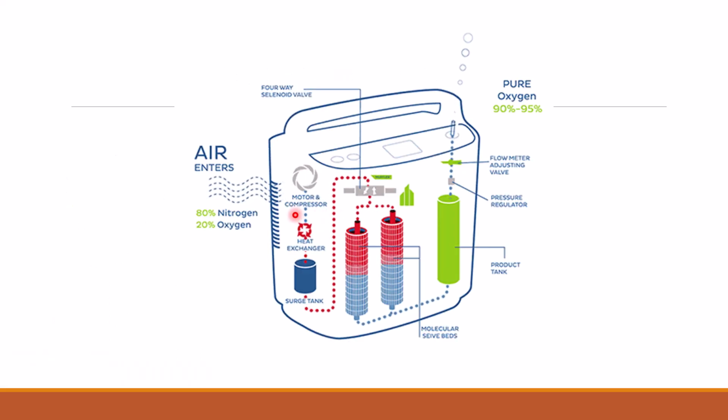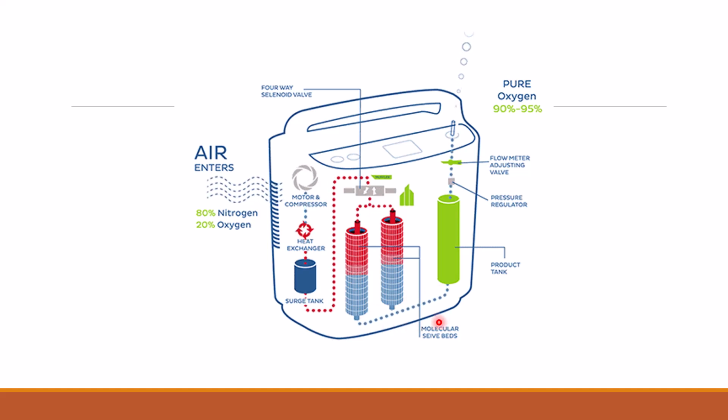We will take the air from the patient's room. As we know, it contains 20% oxygen and 80% nitrogen. We are going to take the air through the compressor. We are going to talk in detail about the oxygen concentrator in a different and separate course, and after that we are going to have an oxygen tank.